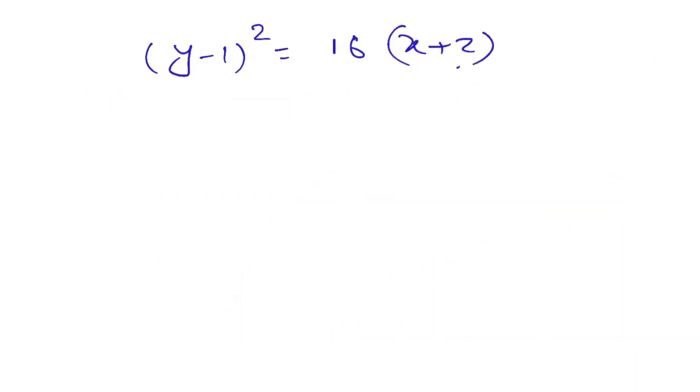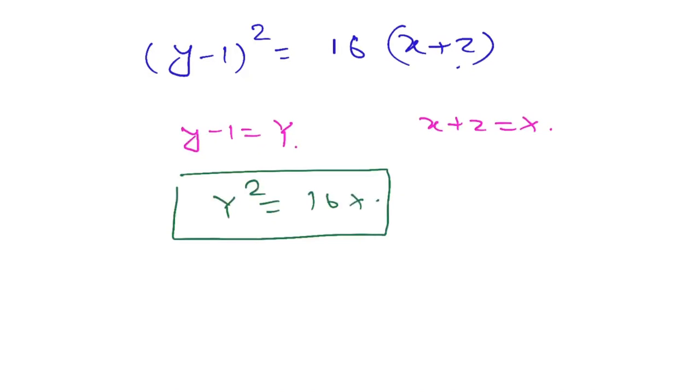That equation is given in the form of (y minus 1) square is equal to 16 (x plus 2). So in this case also, we have to think this y minus 1 is capital Y and x plus 2 is capital X. So this converts into Y square is equal to 16X, right? Y square is equal to 16X.